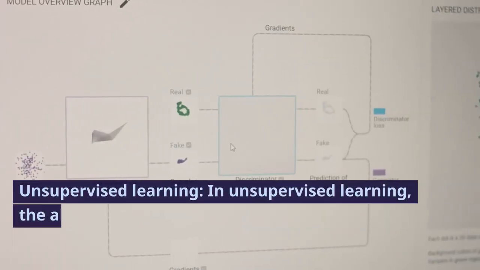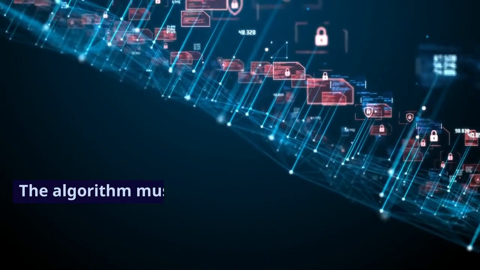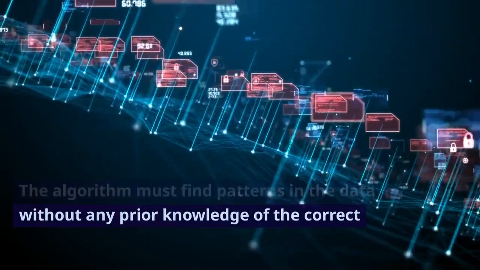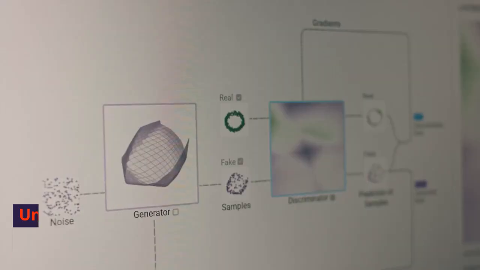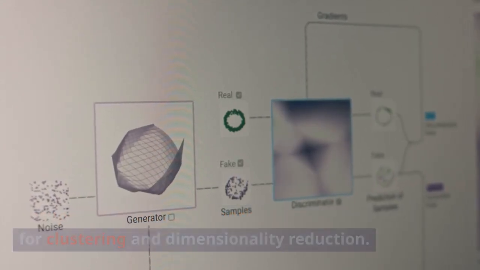Unsupervised learning. In unsupervised learning, the algorithm is trained on a set of unlabeled data. The algorithm must find patterns in the data without any prior knowledge of the correct output. Unsupervised learning algorithms are often used for clustering and dimensionality reduction.